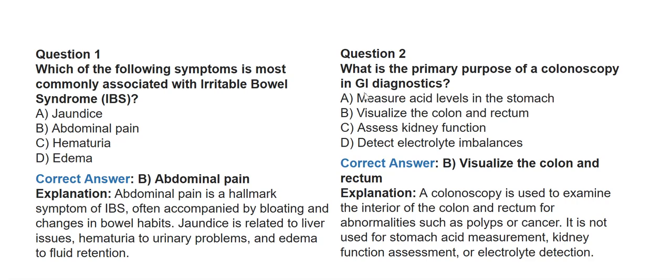Question 2. What is the primary purpose of a colonoscopy in GI diagnostics? A. Measure acid levels in the stomach. B. Visualize the colon and rectum. C. Assess kidney function. Or D. Detect electrolyte imbalances. So it is B, visualize the colon and rectum, as a colonoscopy is used to examine the interior of the colon and rectum for abnormalities such as polyps or cancer. It is not used for stomach acid measurement, kidney function assessment, or electrolyte detection.